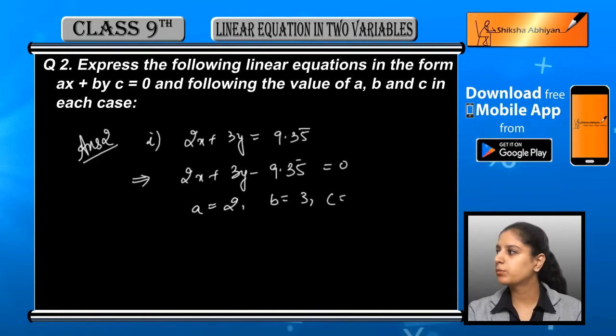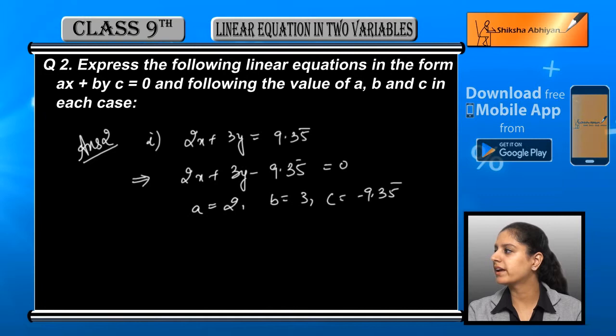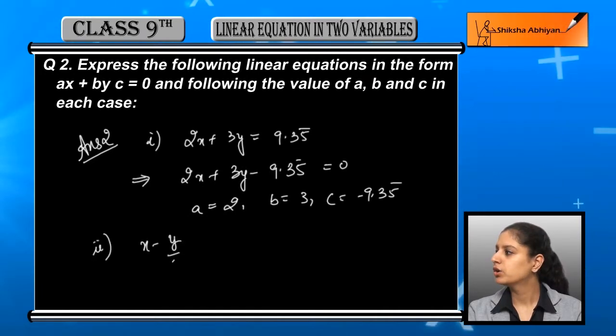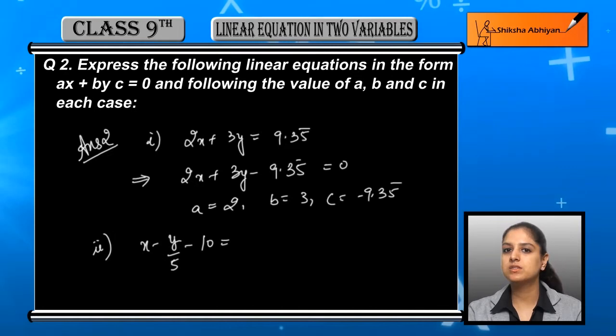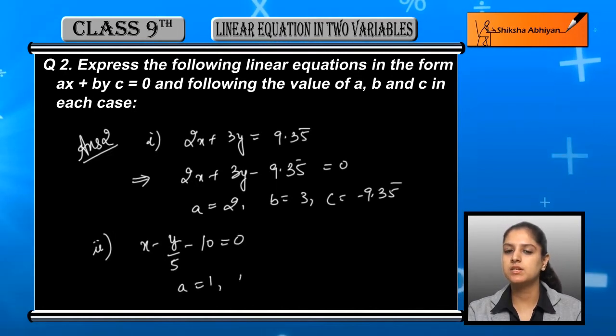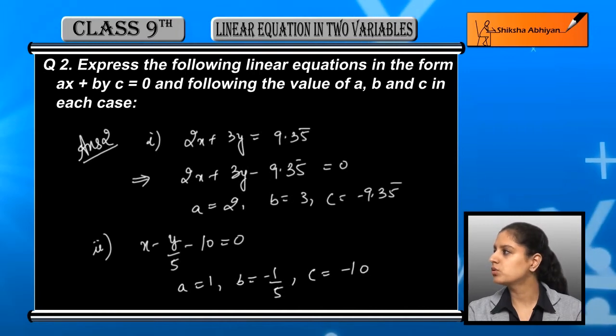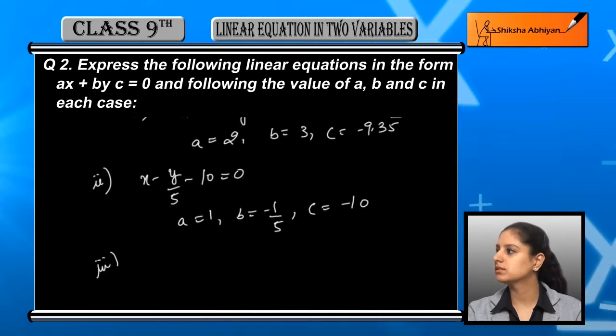Now the third point that we have is 2x minus 5y. अब हम सारी टर्म्स को लेफ्ट पे शिफ्ट करेंगे. So we have 2x plus 5y plus 0, क्योंकि इसमें कोई भी कांस्टेंट हमारे पास नहीं है, so हमने उसको 0 ले लिया. Plus 0 is equal to 0. So a is 2, b is 5 and c is 0.